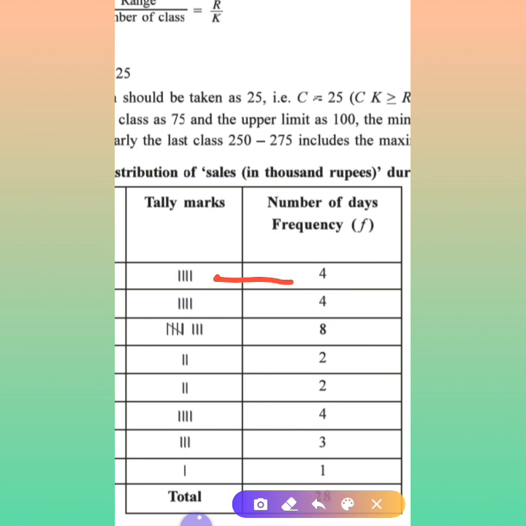Similarly, for the next class it is 4. Then for the next class you would find it is 5 plus 3, that is 8. Then here it is 2, then again 2. Then here it is 4, and then 3, and there is only 1 mark, and that's why here it is 1.